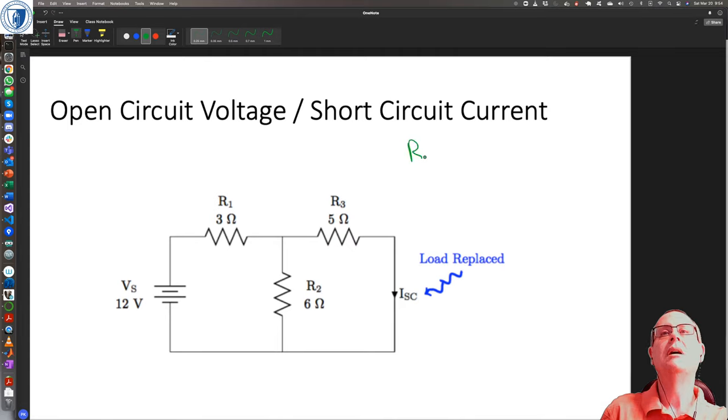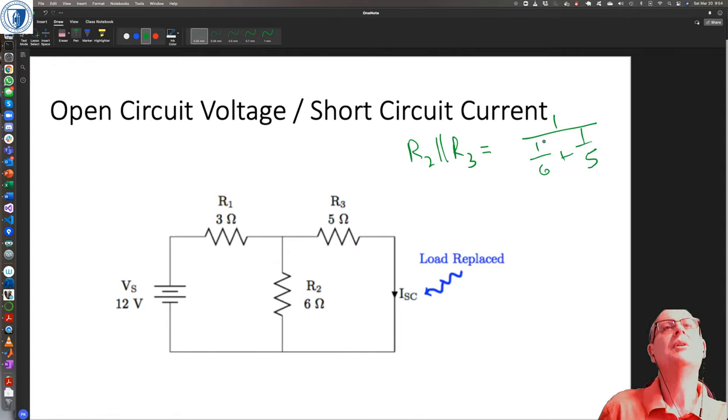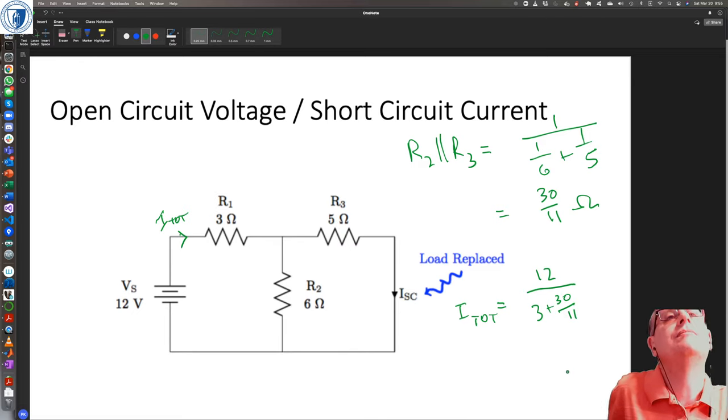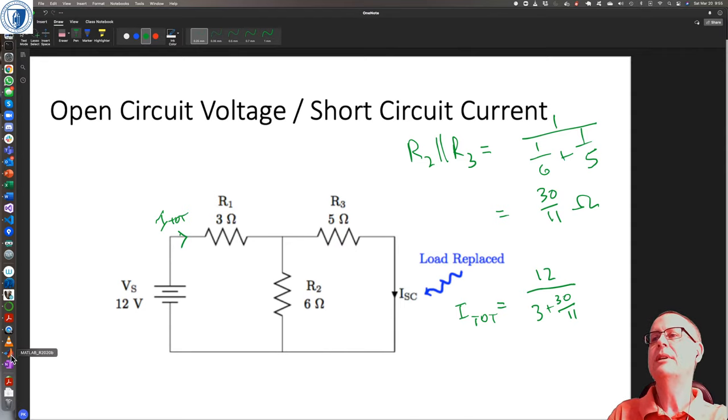Okay. So we have R2 in parallel with R3, right? So that's going to be 1 on 6 plus 1 on 5. What's that? So that's 5/30 and 6, so it's 11/30, so that's going to be 30 on 11 ohms, I think. So the total current is equal to 12 volts divided by the total resistance, which is 3 plus 30 on 11. Let's just fire up MATLAB and see what that is.